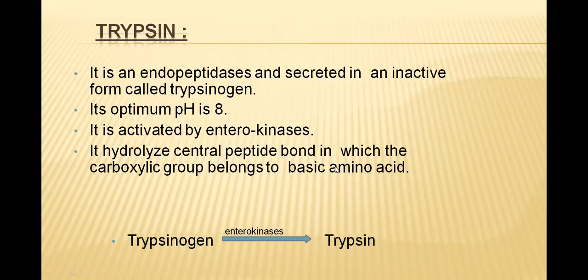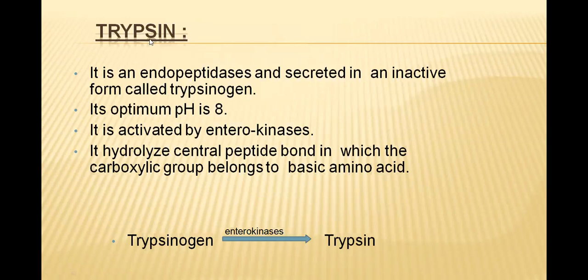In amino acids, some acidic amino acids will be there, some basic amino acids, and some neutral amino acids. Neutral amino acids have one amino group and one carboxylic group. Basic amino acids have more amino groups than carboxylic groups. Acidic amino acids have more carboxylic groups than amino groups. So basic amino acids, for example, have one carboxylic group but two amino groups. When two amino groups are there in a single amino acid, that is called a basic amino acid.